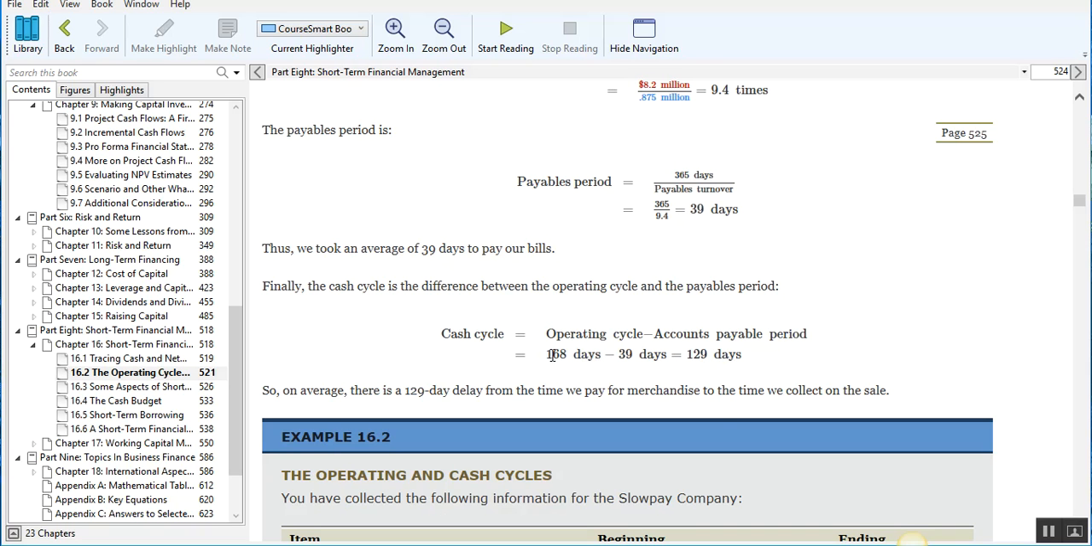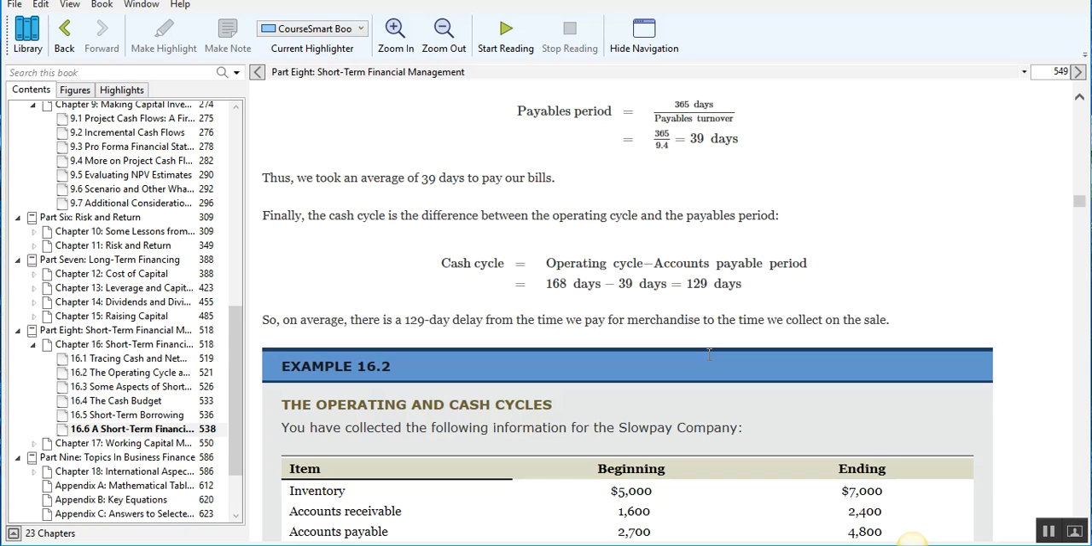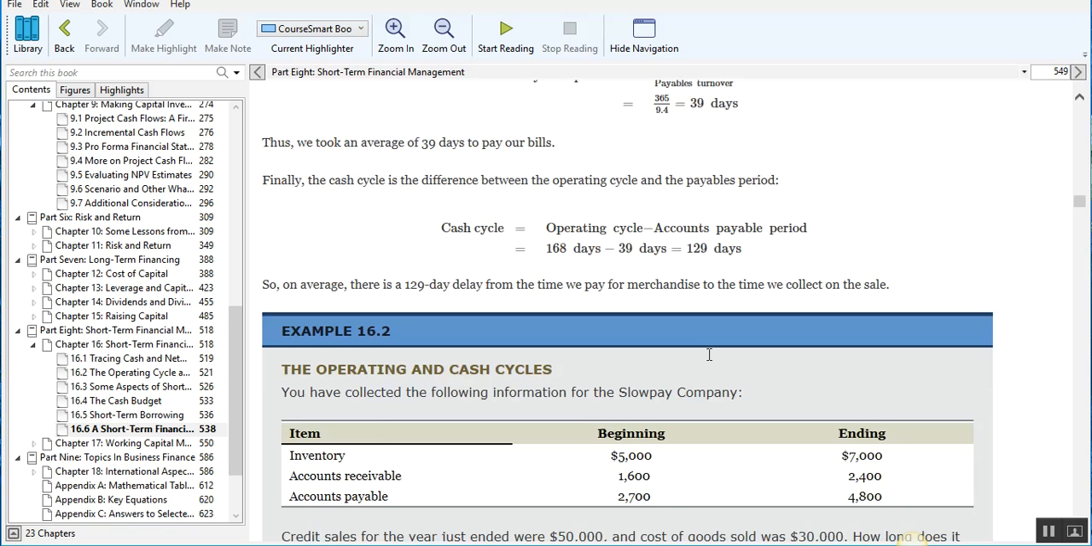So now we take the operating cycle of 168 days minus the payable period of 39 days to get the cash cycle of 129 days. So what we're saying is there's actually a 129-day delay from the time we pay for the merchandise to the time we collect on the sale.